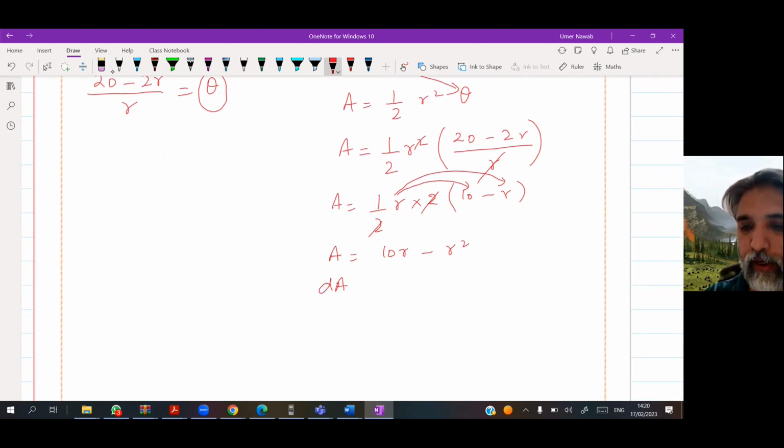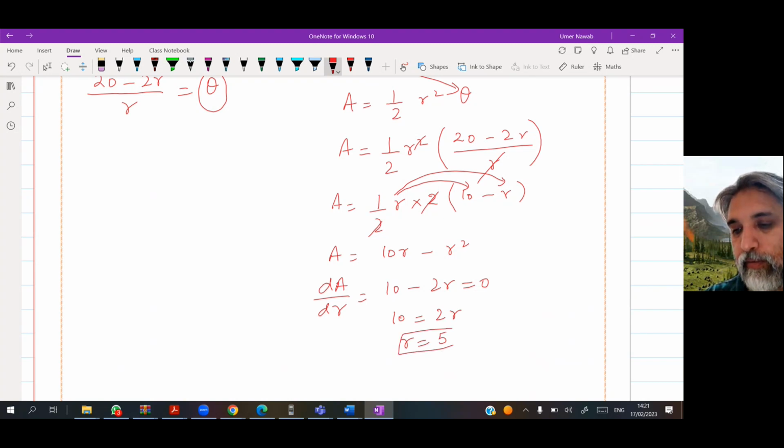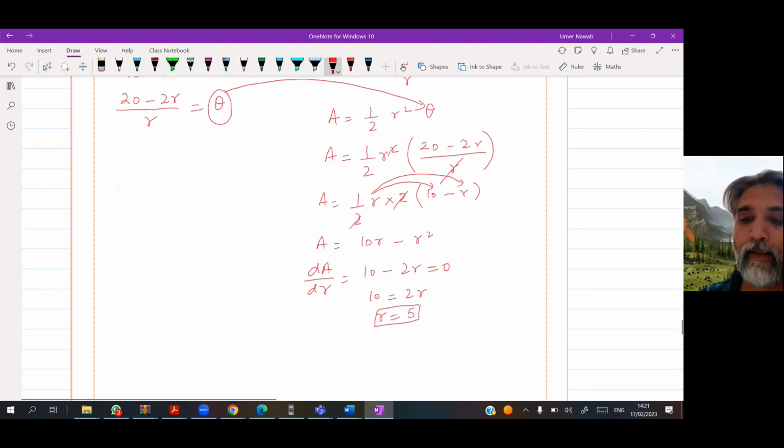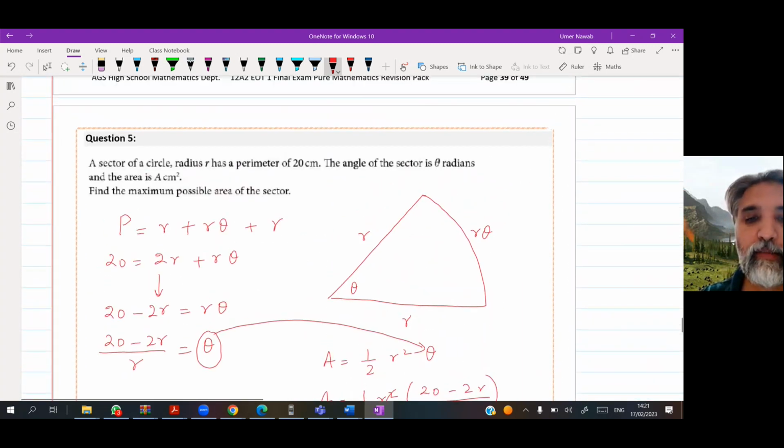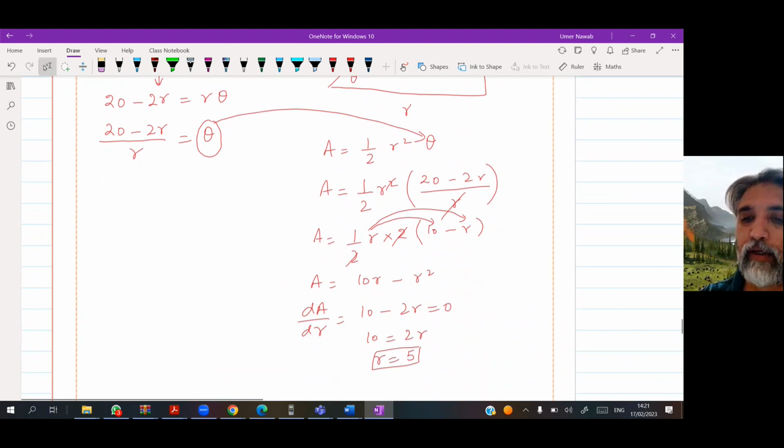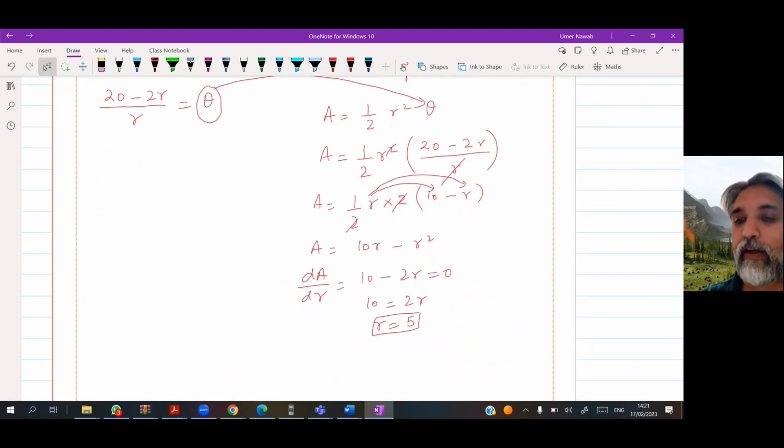Now to get the stationary values, dA over dr is 10 minus 2r, put it equal to 0. 10 is equal to 2r, and the radius is equal to 5. Once I get the value of the radius, I need to plug it into the area formula, since he is asking for the maximum area. Yes, we need to substitute it here.